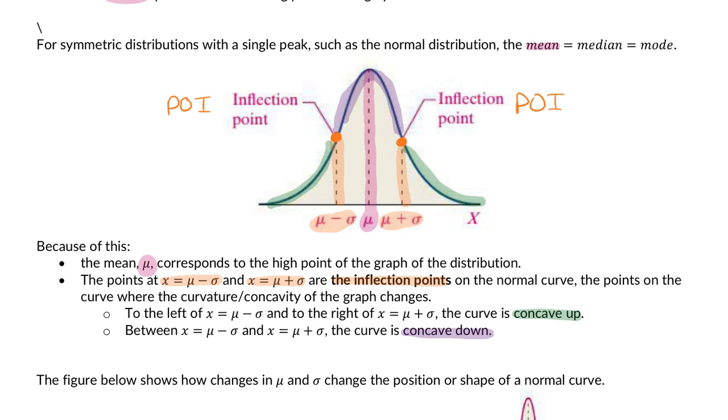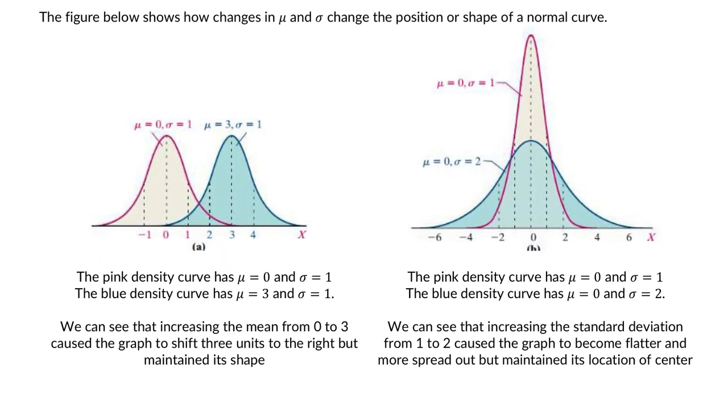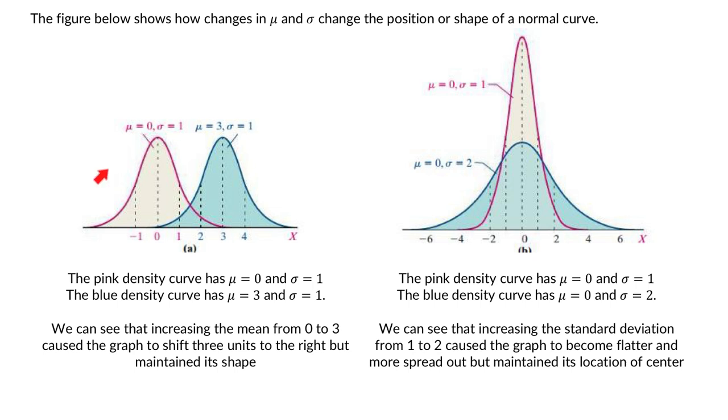Let's talk for a second about how the changes in mu, which again is your mean, and sigma, which create your inflection points, change the normal function, how this curve will change. So we have two examples here. For this first one, we're going to compare the pink density curve that has a mu or a mean of 0 and a standard deviation of 1. All that I have done to make the blue one is change the mean to 3. Notice the standard deviation didn't change.